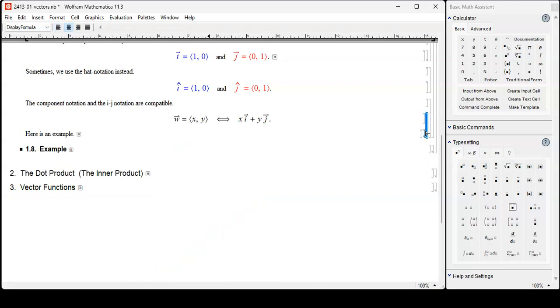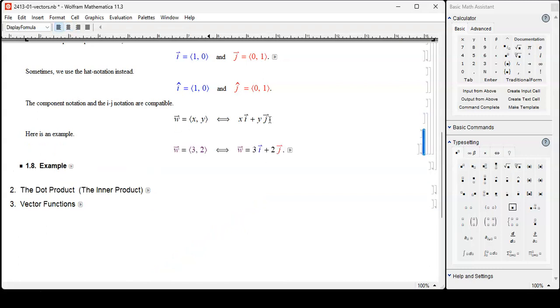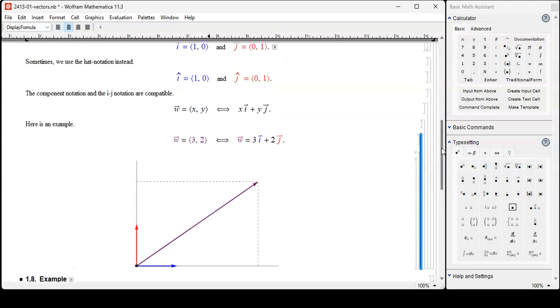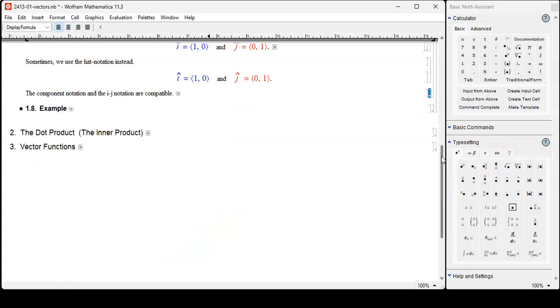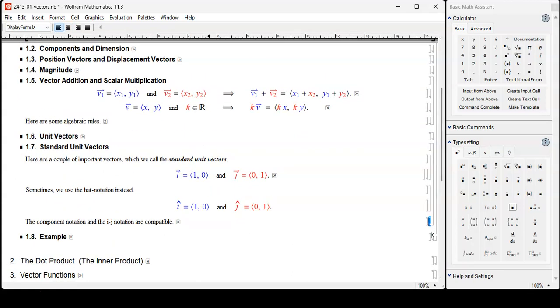Did I say ai, bj? Here I wrote xi plus yj, so I should have selected a better character here. Here the x value is 3, the y component is 2. The x coordinate is 3, the y coordinate is 2: 3, 2. I hope you can see all those. Okay, now we are ready.